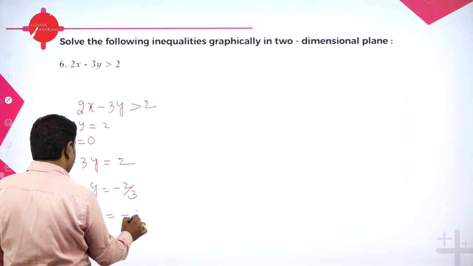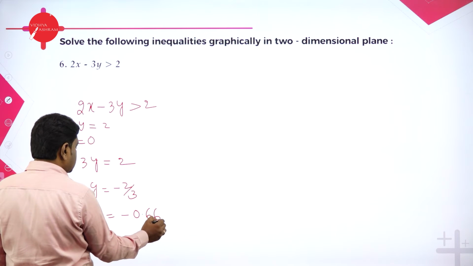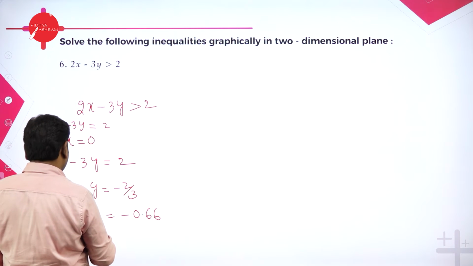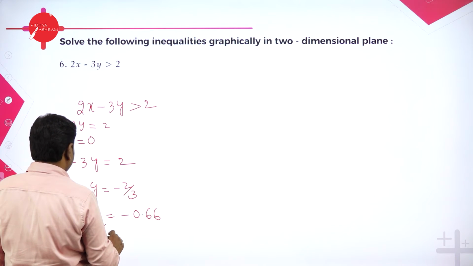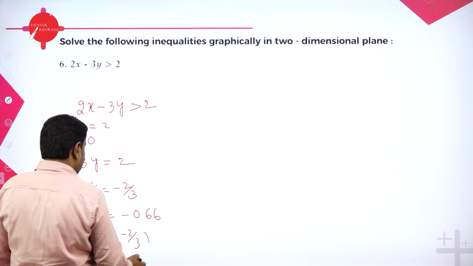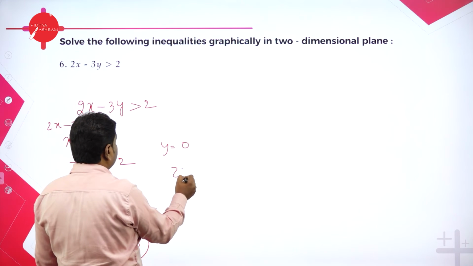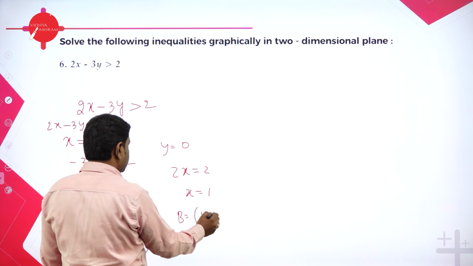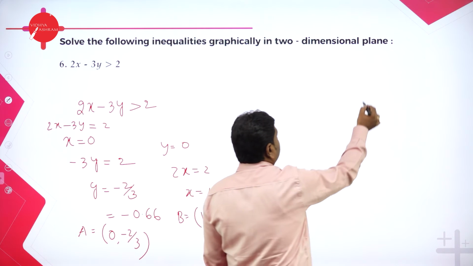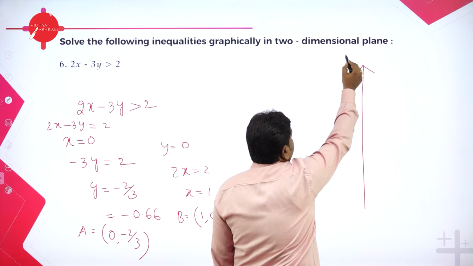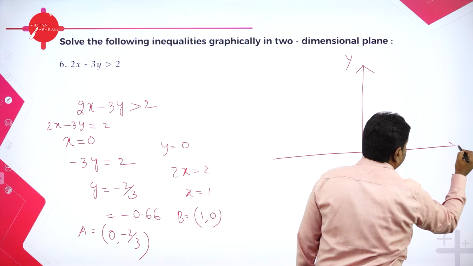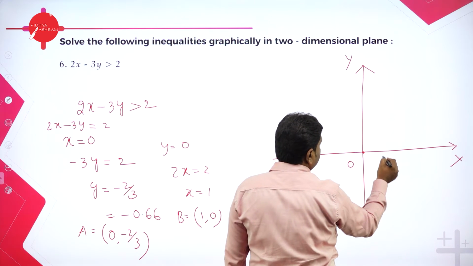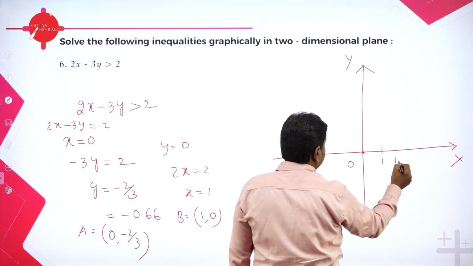Minus 2 by 3 is minus 0.666, recurring, approximately here. When it is recurring, I'll always take (0, minus 2 by 3) only. Then put y as 0. If I put y as 0, I'll get 2x equal to 2, or x is 1, so I'll get B as (1, 0). So now let me draw the line. This is the y axis, drop two perpendicular lines on your graph sheet, and this is the origin. On the x axis we have (1, 0), this is point B.